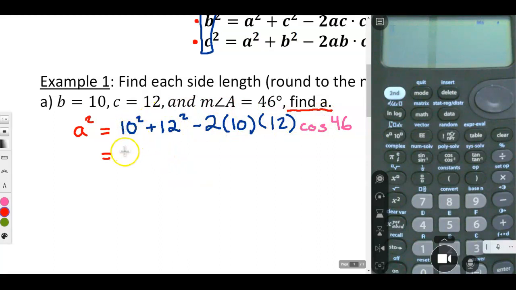Don't do 10 squared and say it's 100, and then this is 144, and this is 240. You don't need to put all these little details here anymore. We're just going to put the whole thing in there all at once. So we got 10, and you might have a squared button like I do right here, so that's nice. These are little things in calculators you find out over time.